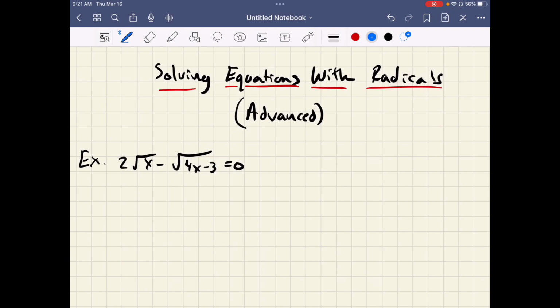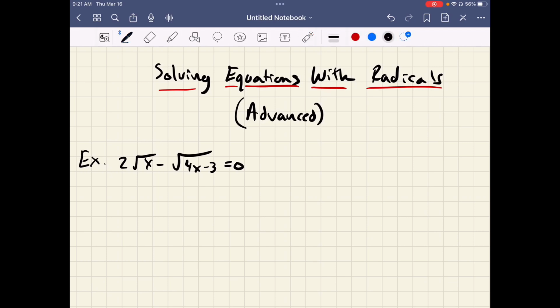Alright, in this video we're going to continue solving equations with radicals, but this is a slightly more advanced version of that. The reason being is because now instead of having one radical, I have two radicals in this equation. Now in the first one, the idea, if we only had one radical, was to isolate a radical and then square both sides so that I could undo the radical.